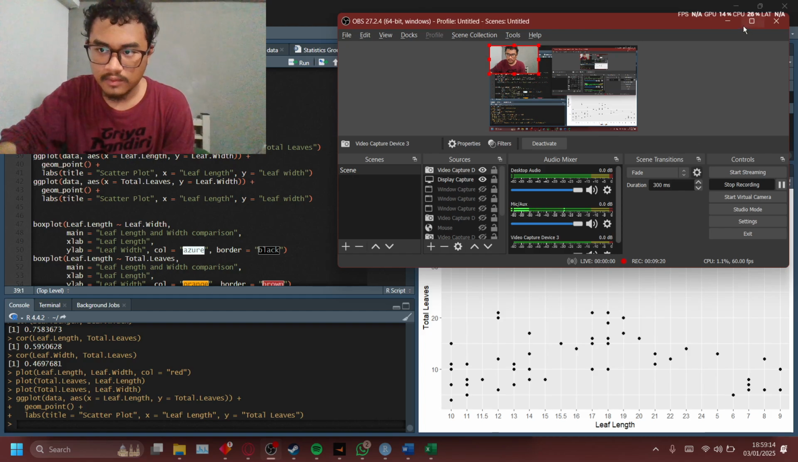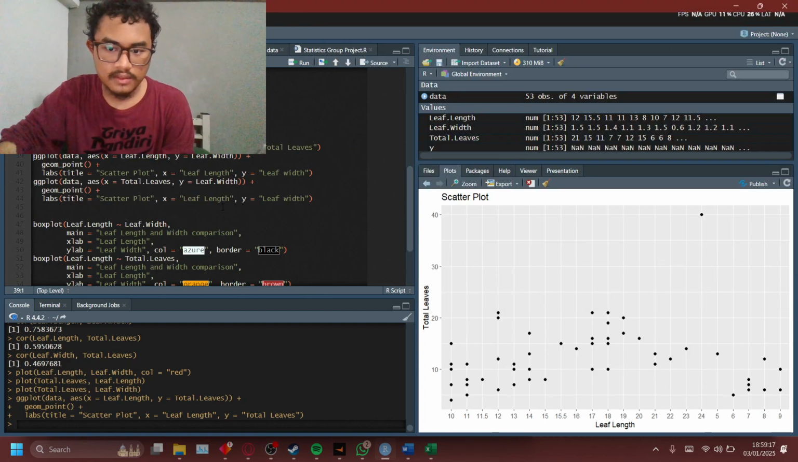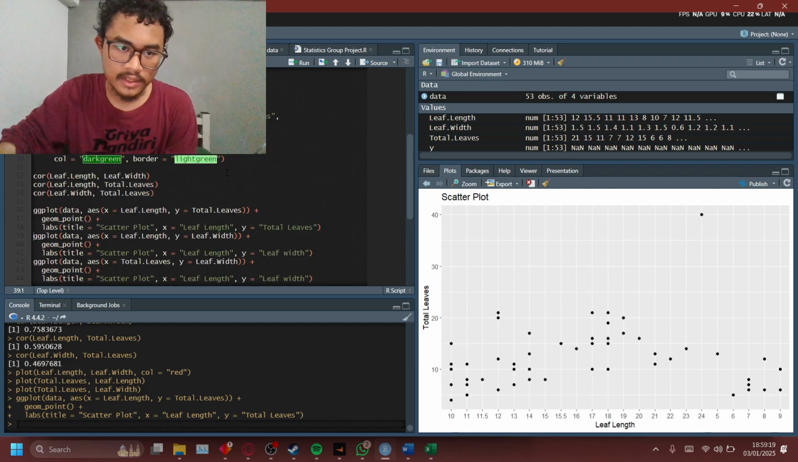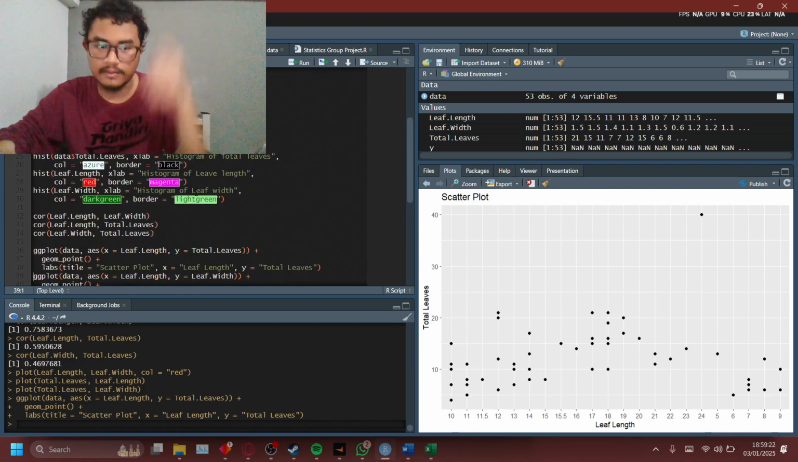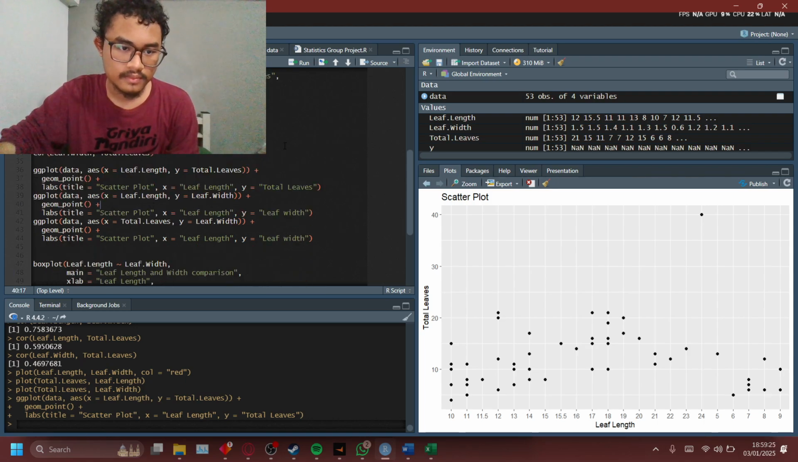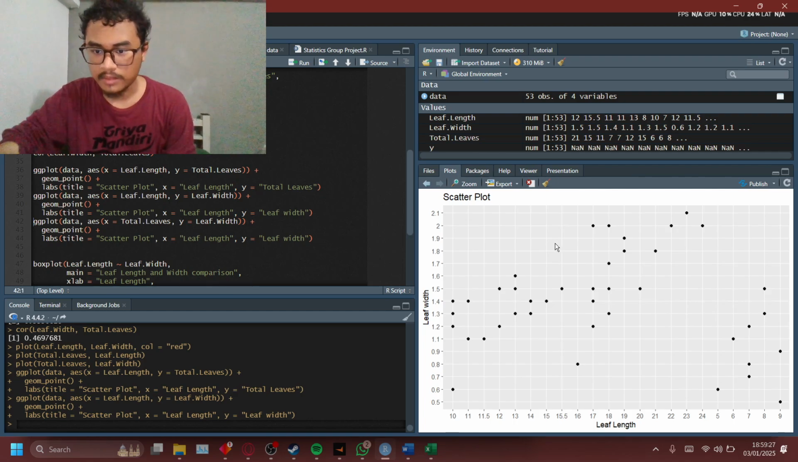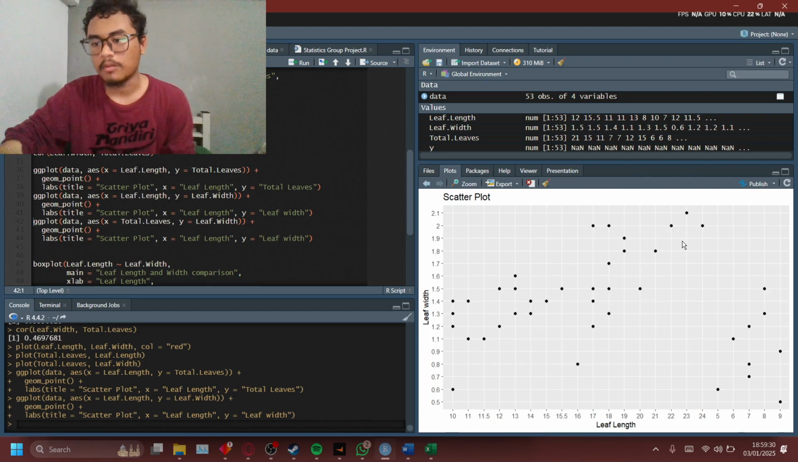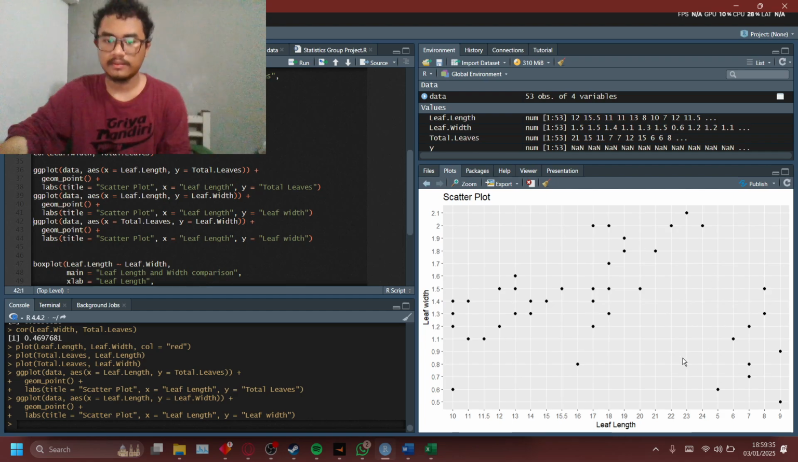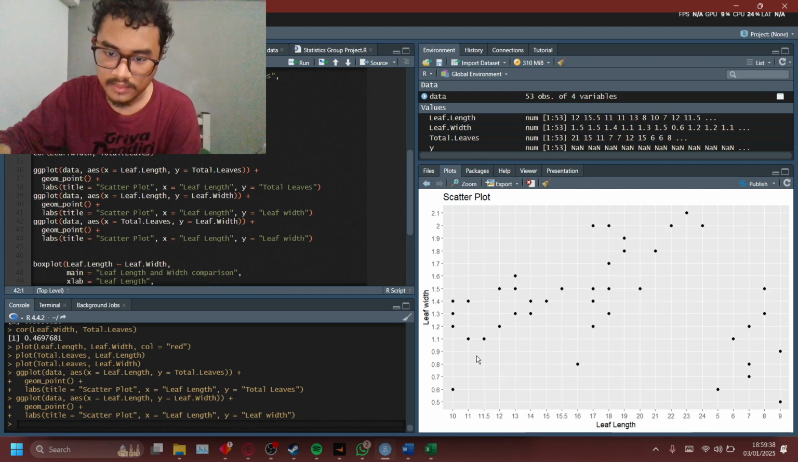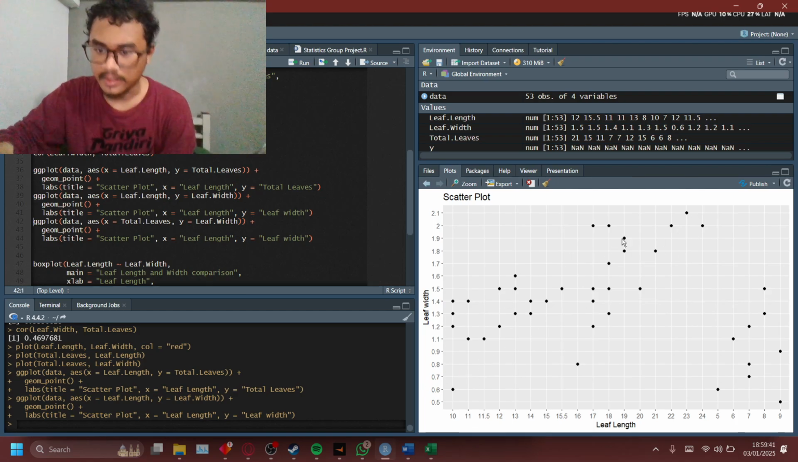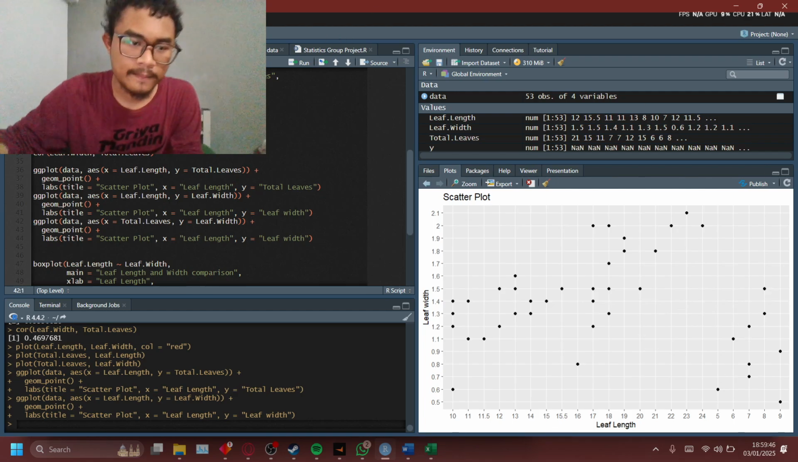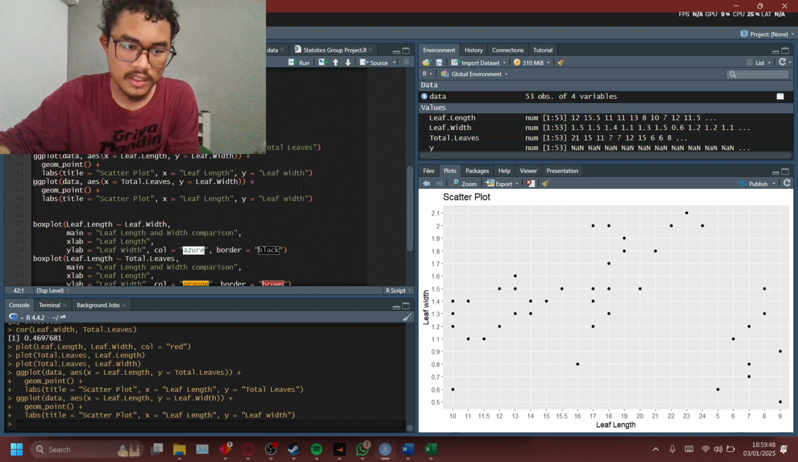The scatterplot just shows it a little bit more detailed, but the results are pretty much the same. We can see that total leaves and leaf length doesn't really correlate that much with one another. Now this is leaf length and leaf width, which is more correlated. You can see a little bit more correlation here, but still nothing much, right? You can see it a little bit diagonal here, a little bit up, a little bit down over here as well. It's a lot more correlated, but not by a lot. Next one.